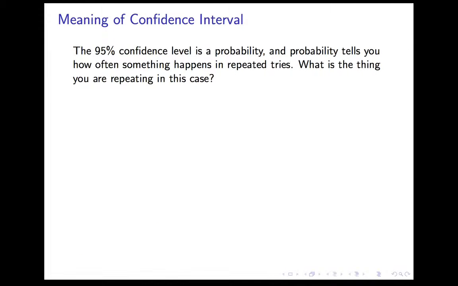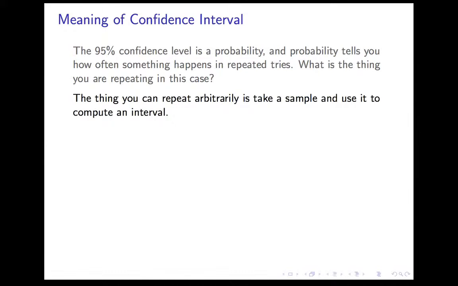Okay, once again, let me stop and talk about what the 95% confidence interval means, and in particular what that 95% confidence level means. We've said this before in the proportion context, but it bears repeating. 95% is a probability. Probability is telling you what percentage of all things you're considering have some property. So what are the things? What's the process you're repeating in this case? And the answer is you're taking a sample.